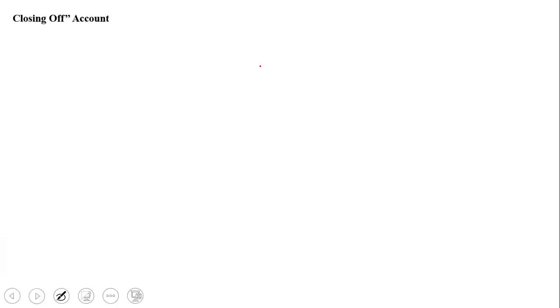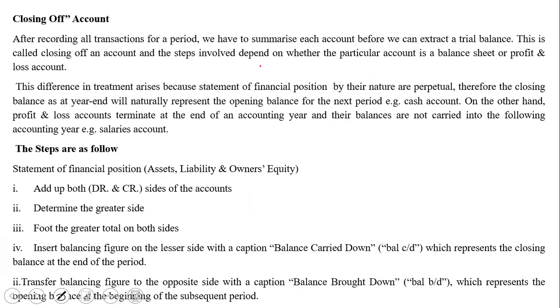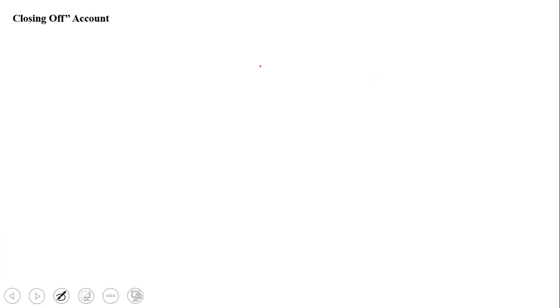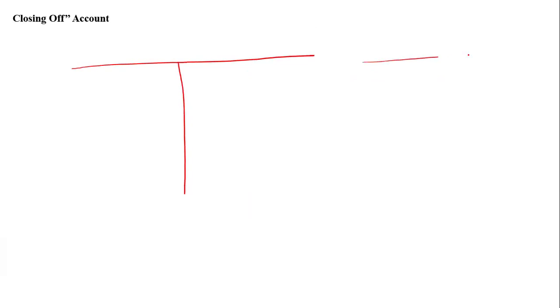Now, I want us to be very careful when it comes to closing up a ledger. Please, ledger is very important, and when you are closing it up, you must know how to close up. For example, let me take this today: my bank.